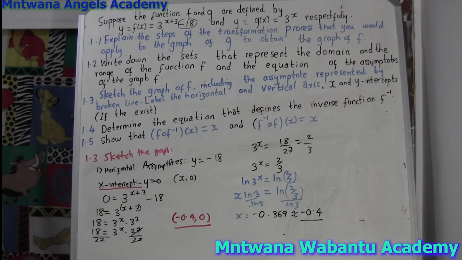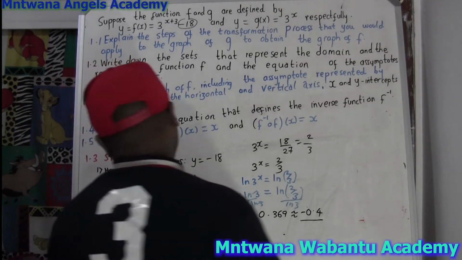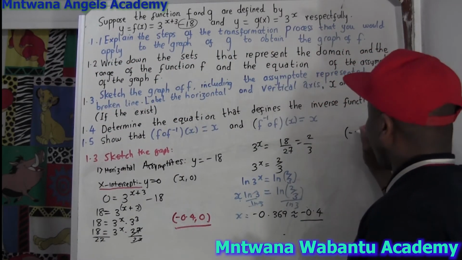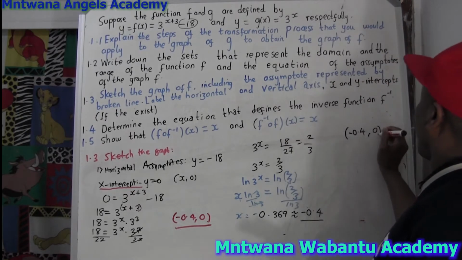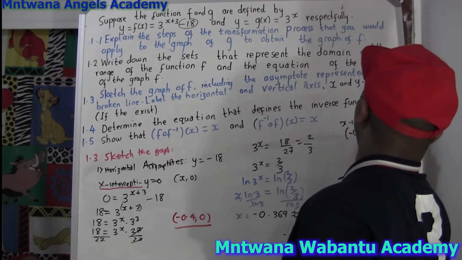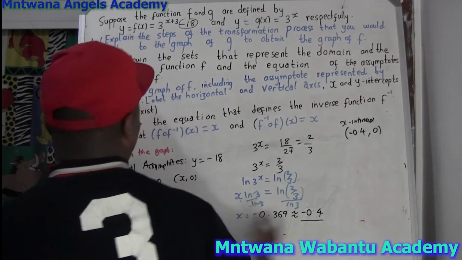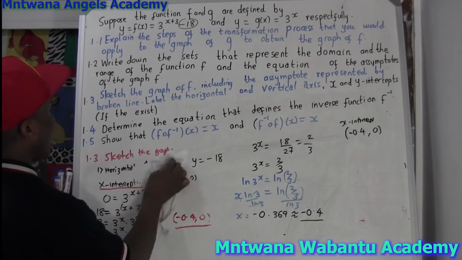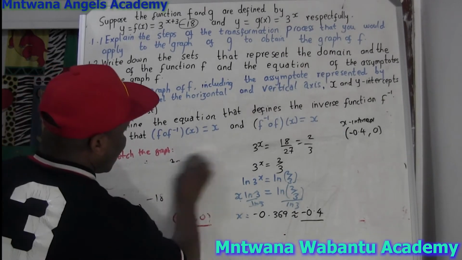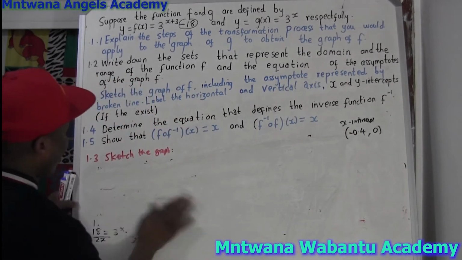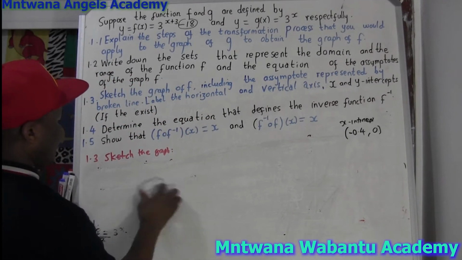You need this just in case you have a question to solve. So we have the x-intercept. Now let's do the same thing for the y-intercept. I'm going to write here my x-intercept: negative 0.4 and 0 is the x-intercept. But you need to write all of this in the exam. Oh my God, I erased the horizontal asymptote by mistake. But no problem, I'll write it again.